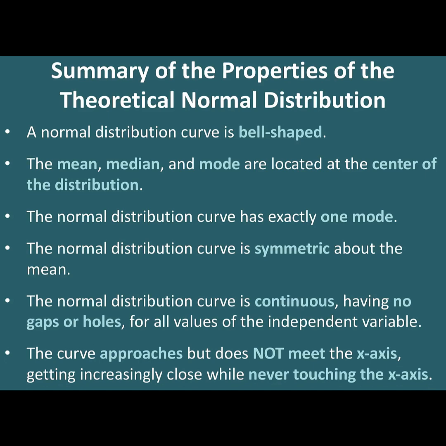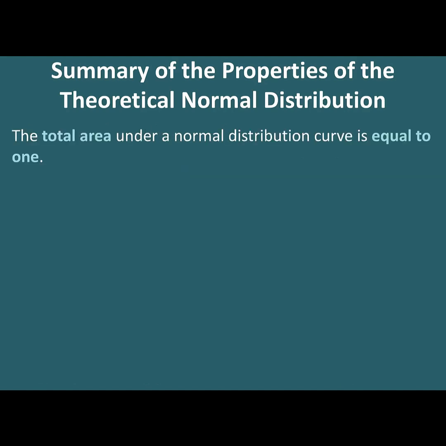The curve approaches but does not meet the x-axis, getting increasingly close while never touching the x-axis. Also, the total area under a normal distribution curve is equal to 1.